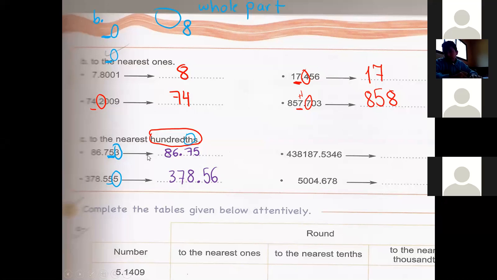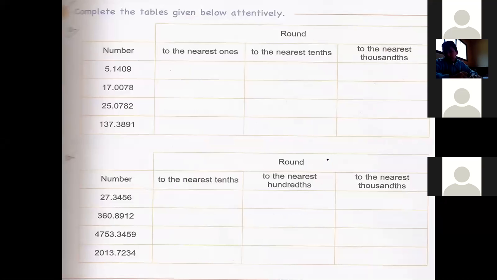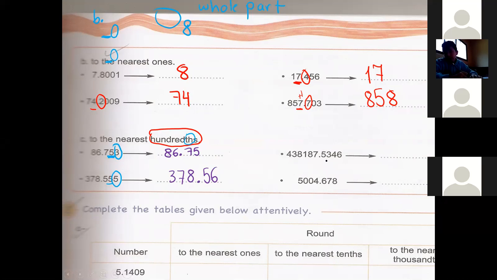Let's ask Rasha. It's a three. We underlined the three. Now we circle which digit? Circle four. Tell me the answer, please.